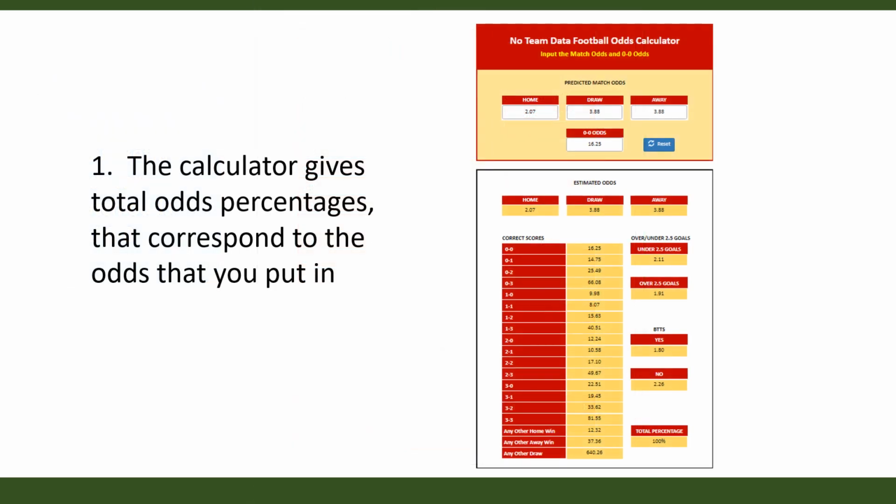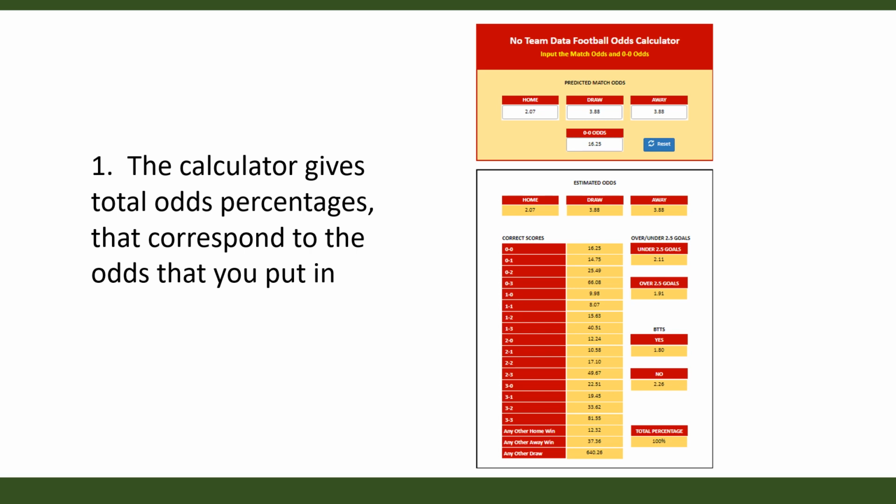The calculator gives odds out that correspond to the odds that you put in. Therefore, if the match odds add up to 100%, the odds on all the current score, BTTS, and over under 2.5 goals markets will also add up to 100%. However, if you input odds that are lower than 100%, the calculator will return the same percentage for other markets. So you should probably use Betfair odds.